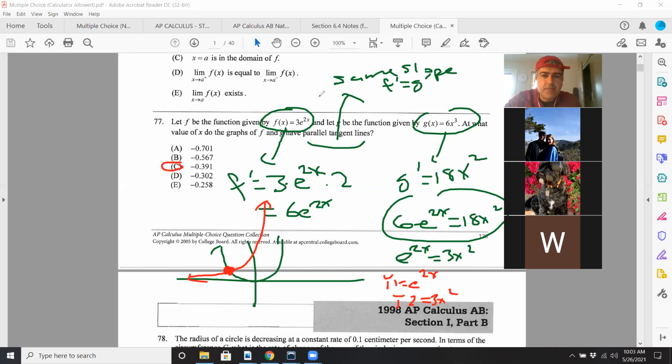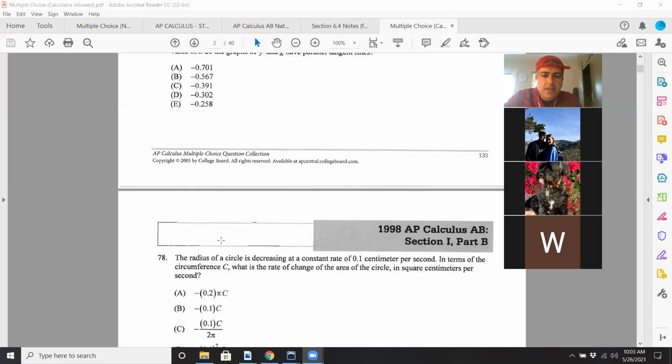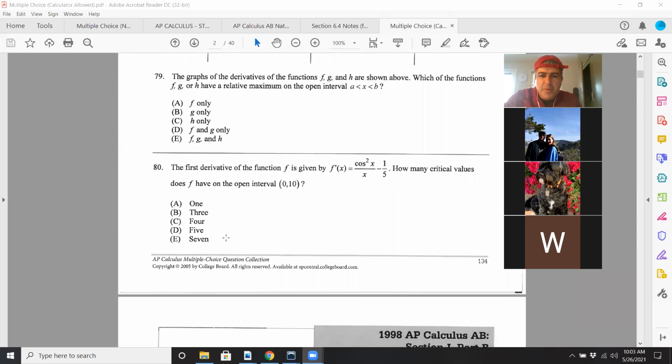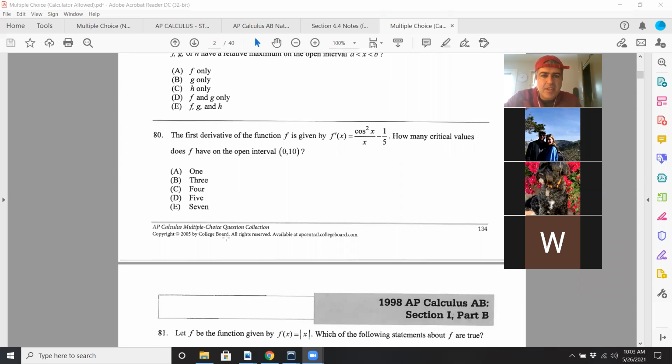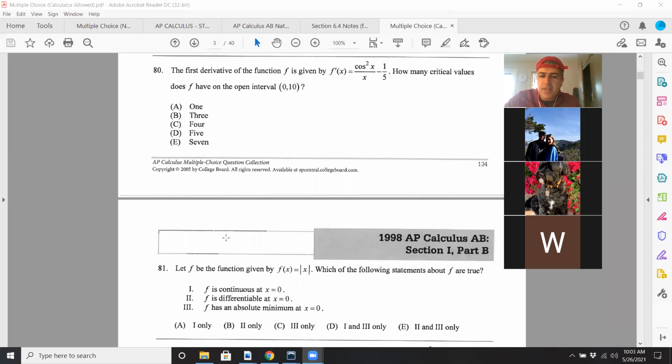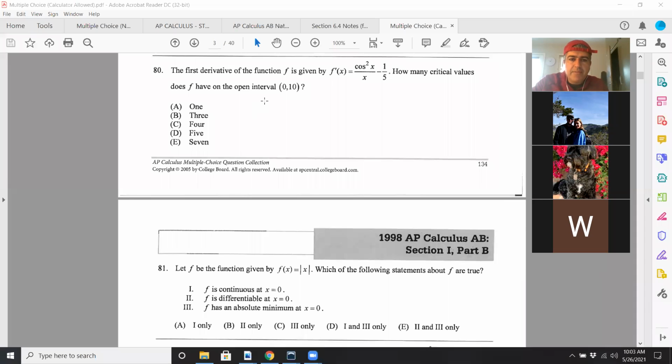So let's see. Okay. Let's just skip around a little bit. Let's do maybe more calculator-specific questions. Like number 80 is a good calculator-specific question. How many critical values of f does this have on the open interval from 0 to 10? So a critical value is basically when f prime equals 0 or f prime does not exist.